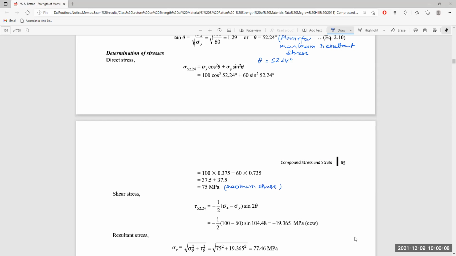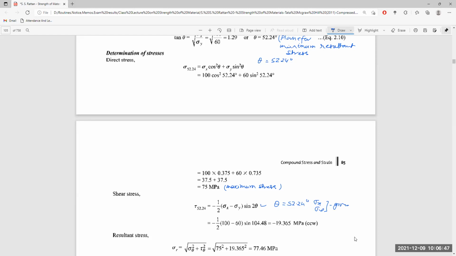Shear stress will be given by the formula minus half of sigma x minus sigma y into sine 2 theta, where theta is equal to 52.24 degrees, and sigma x and sigma y are both given. Sigma x is 100, so put 100 here. Sigma y is 60, put 60 here, and this becomes 40, divided by 2 is 20, multiplied by sine 104. So this becomes minus 19.365.